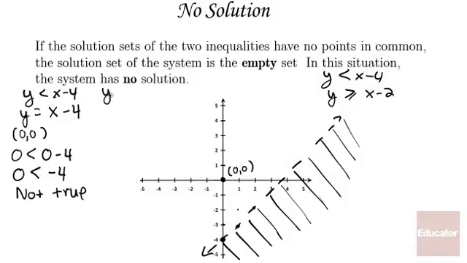Now my second inequality, y is greater than or equal to x minus 2. Corresponding linear equation, y equals x minus 2. Here I have a y-intercept of negative 2 and a slope of 1. So increase x by 1 and y by 1 each time. Okay. Now, here I'm going to use a solid line. This line is part of the solution set.